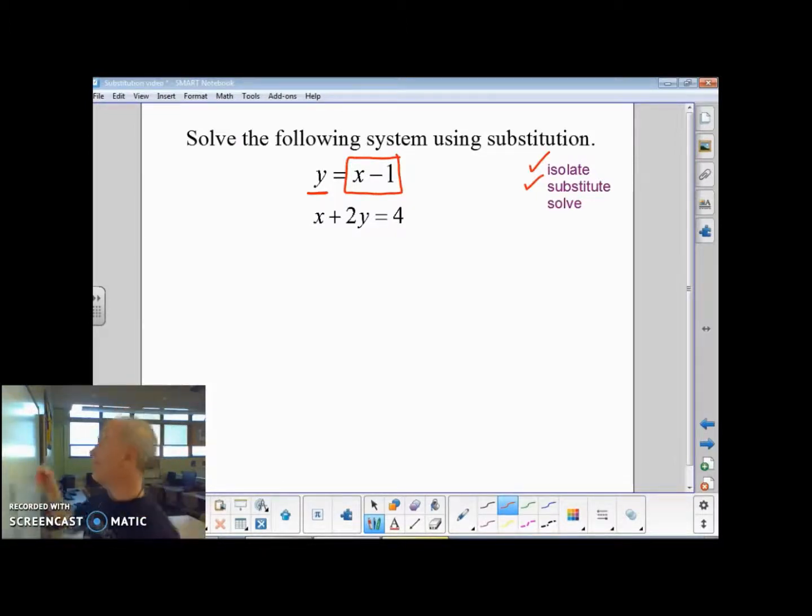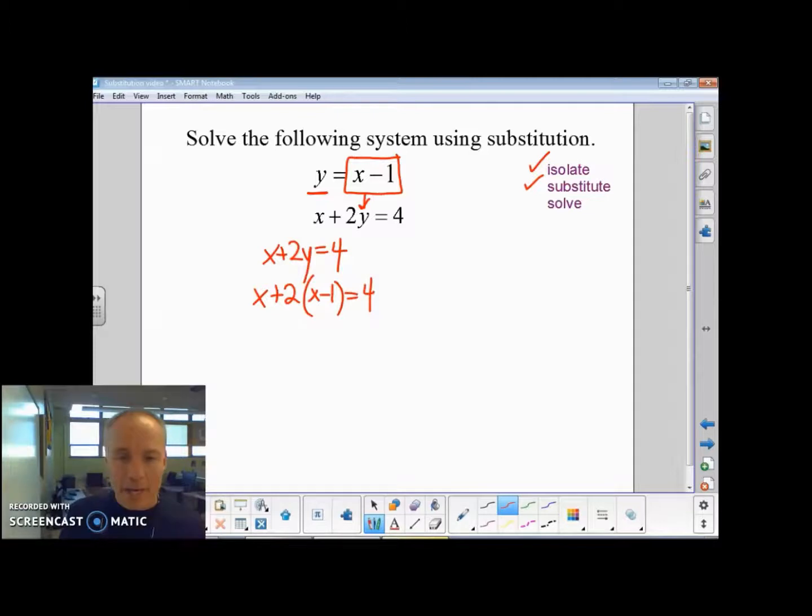So by that I mean, take what y is equivalent to, and substitute it in for what y is in the second equation. What does that look like? Rewrite the second equation, x plus 2y equals 4. We're going to rewrite that using x minus 1 as y. x plus 2 times what y is, which is x minus 1, equals 4.